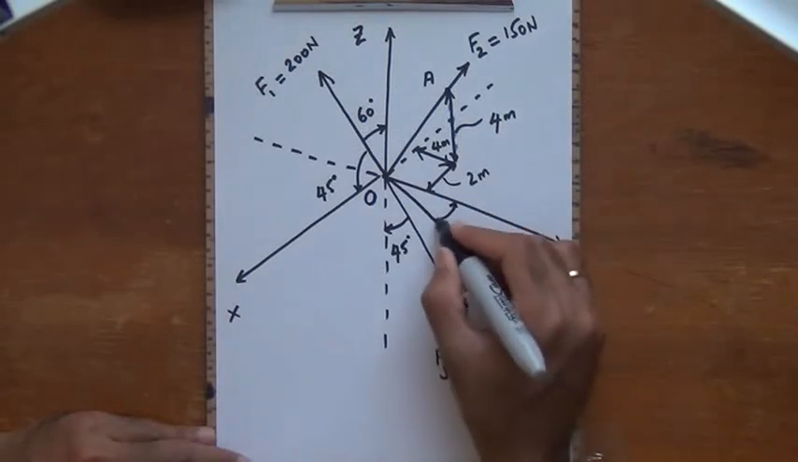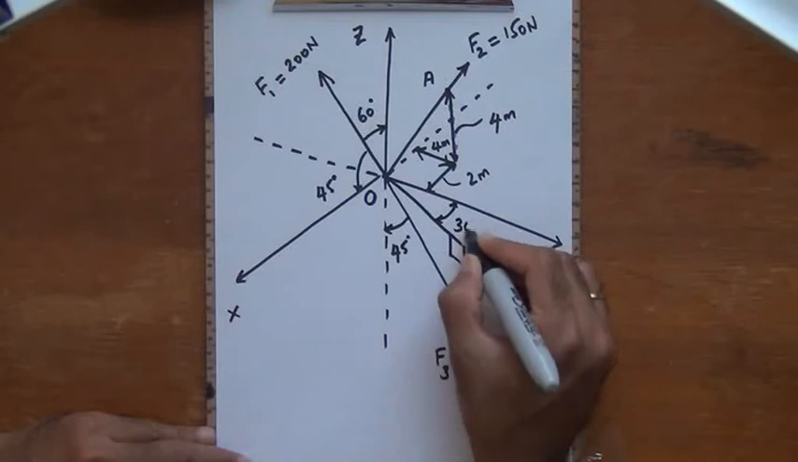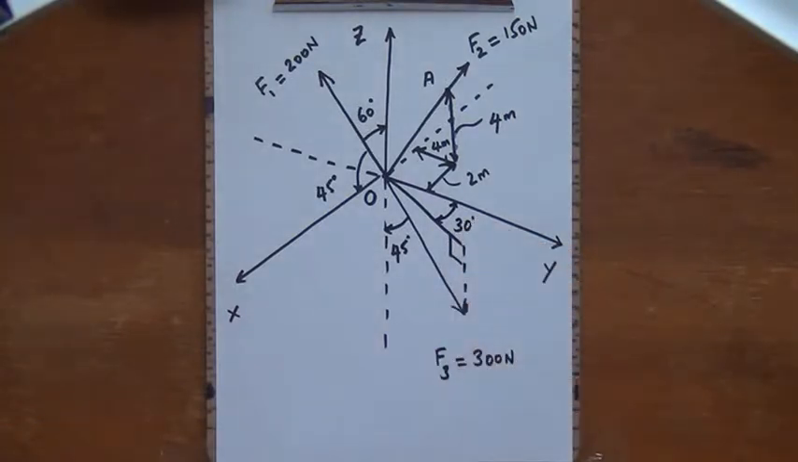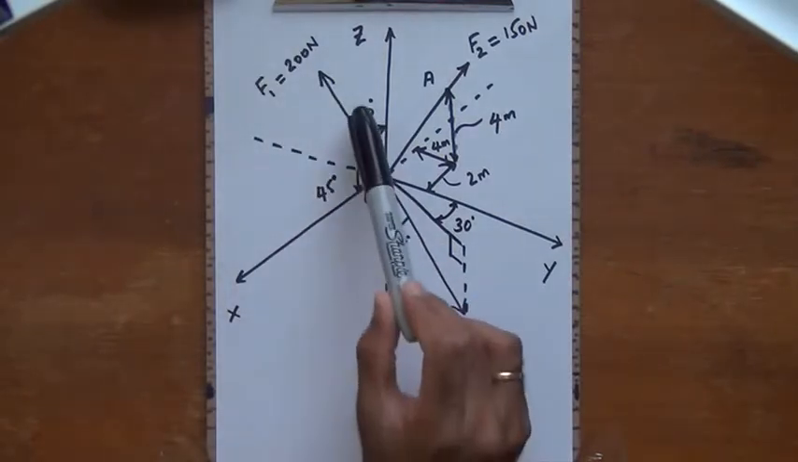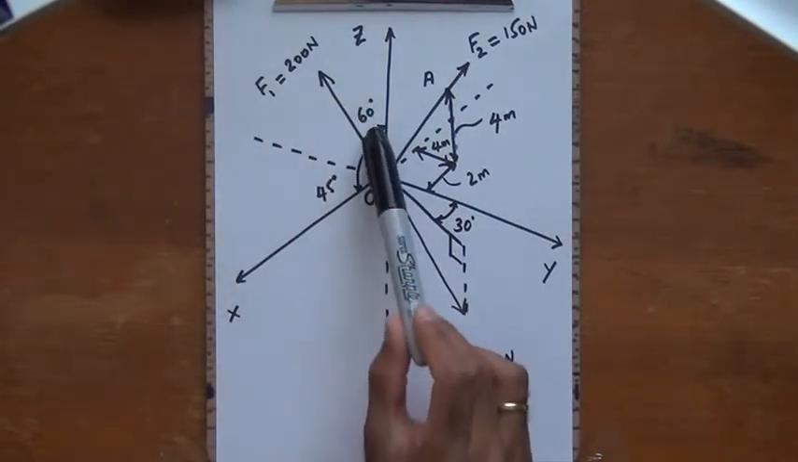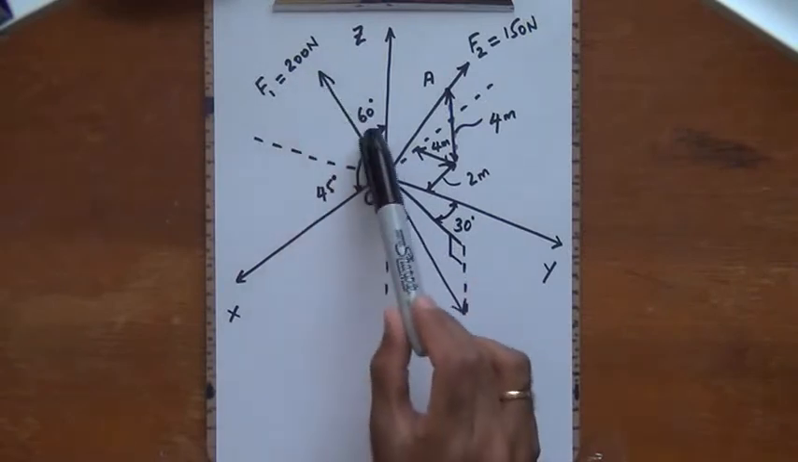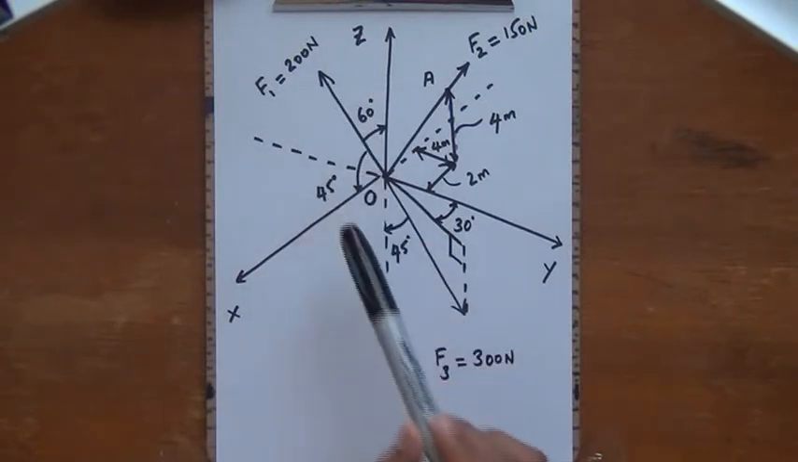Okay, so this angle here is given to us as 30 degrees. Alright, so lots of information given in this problem. I am given a force vector F1, two angles 60 degrees and 45 degrees. Notice these are angles made by the tail of this vector with the positive z and the positive x direction.